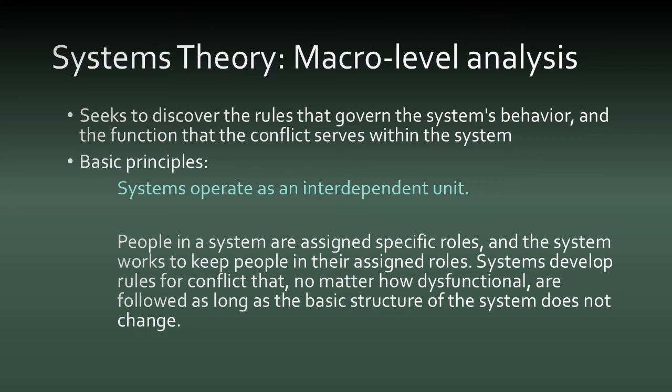There's a concept called homeostasis, which refers to keeping the system intact. If someone does try to change their role, others will adapt to keep the system intact. They will compensate, or they will resist any change the person is making. People in a system are assigned specific roles, and the system works to keep the people in their assigned roles. Systems develop rules for conflict that, no matter how dysfunctional, are followed as long as the basic structure of the system does not change. Let me give you an example.